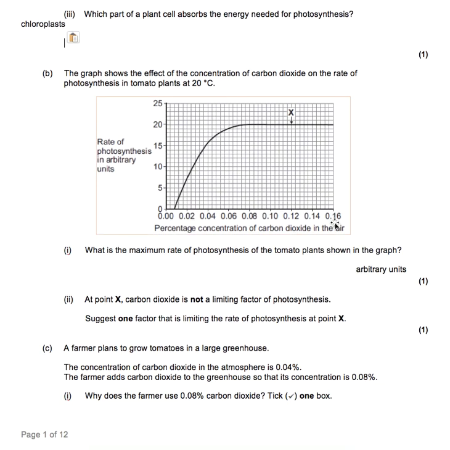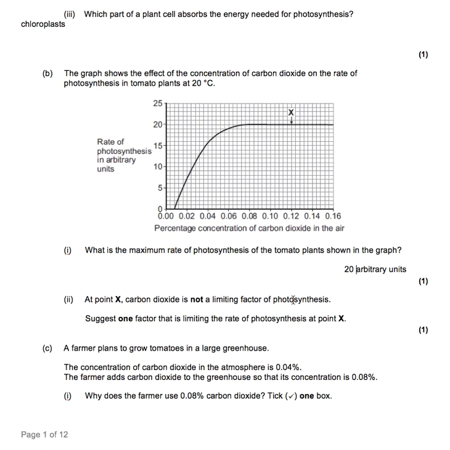Part B, the graph shows the effect of the concentration of carbon dioxide on the rate of photosynthesis in tomato plants at 20 degrees centigrade. What is the maximum rate of photosynthesis? So this is a matter of reading off the graph. It doesn't get any higher than 20, and so the answer is 20 arbitrary units. That is to say, we're not really bothered about what the units are. So at point X, carbon dioxide is not a limiting factor.